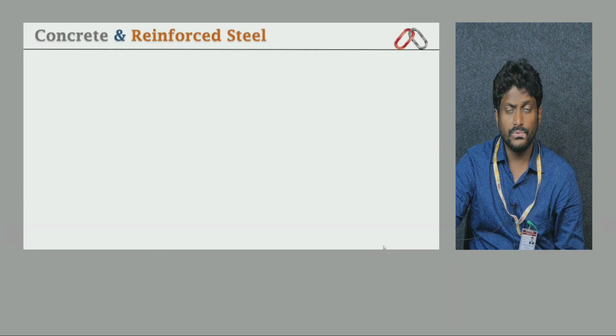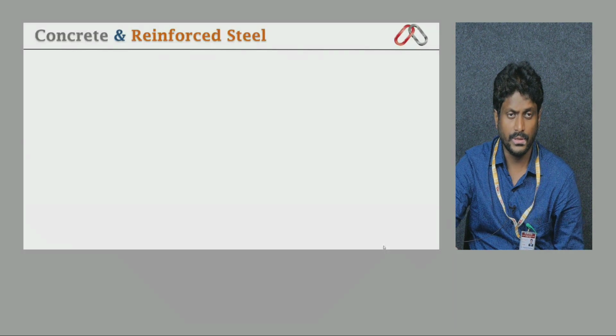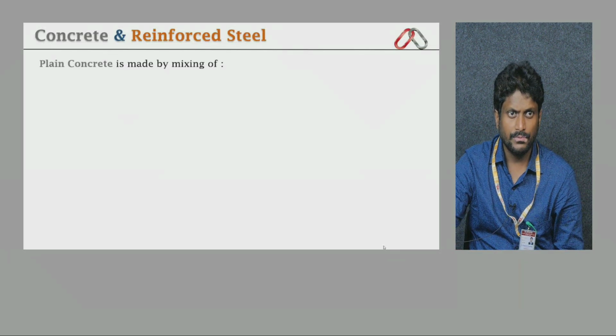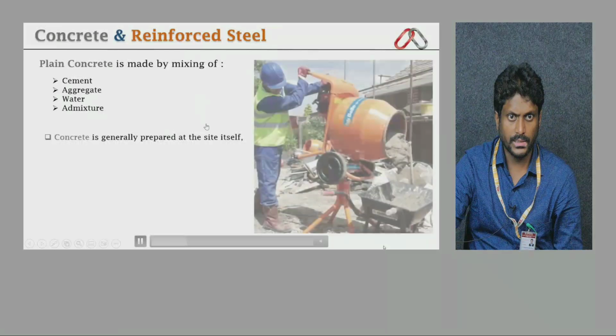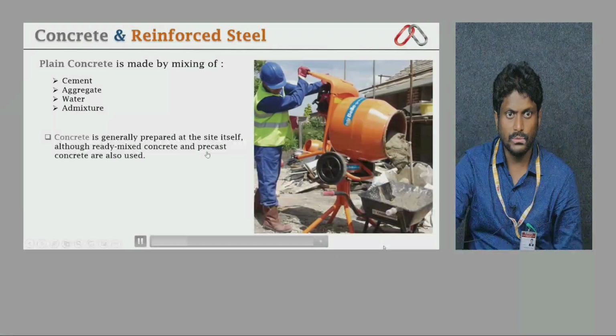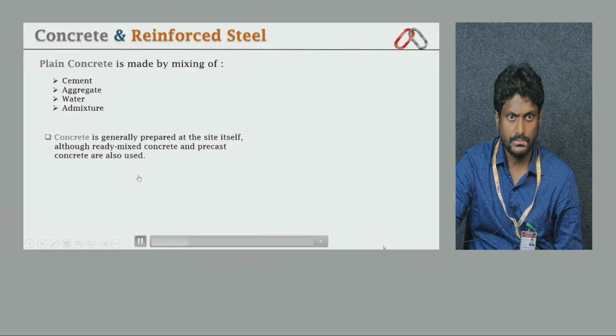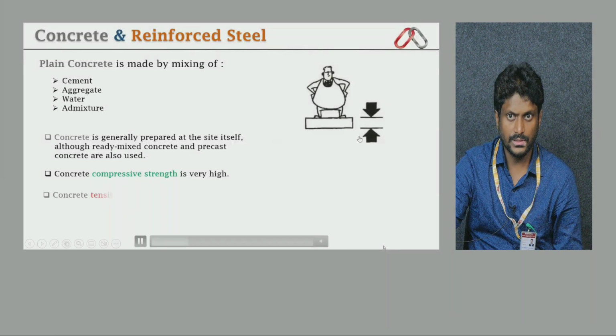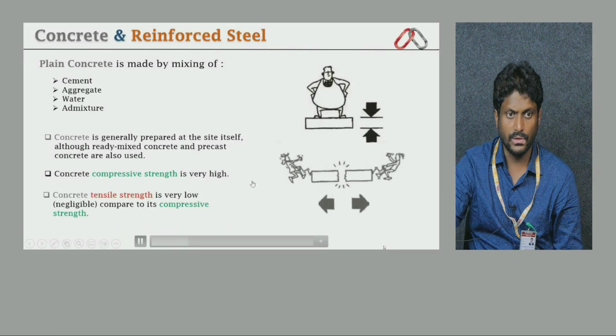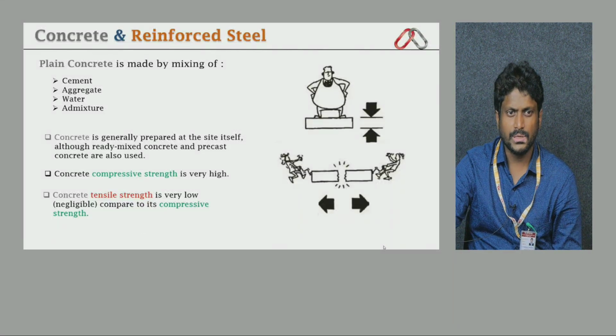Then concrete and reinforcing steel: how their characteristics play the main role in the construction of an RC building. Plain concrete is made by mixing cement, aggregate, water and admixture. Concrete is generally prepared at the site itself, although ready-mix concrete and precast concrete are also used. Concrete compressive strength is very high, as you can see in the photograph, whereas concrete tensile strength is very low, negligible compared to its compressive strength.